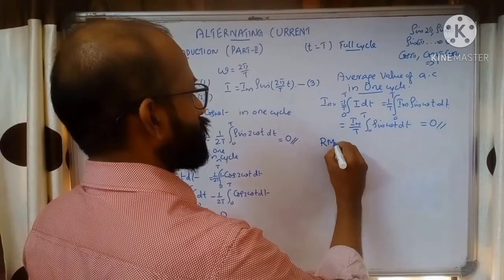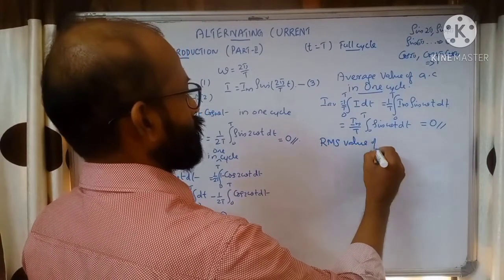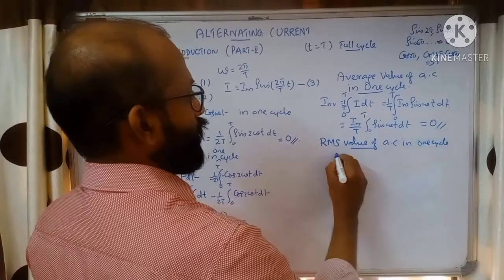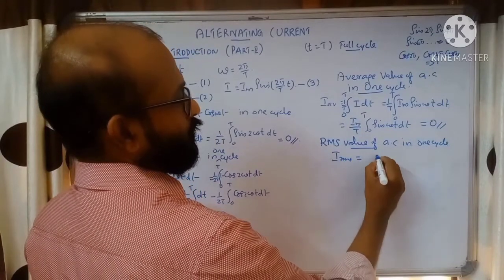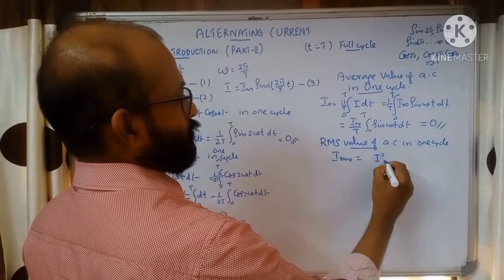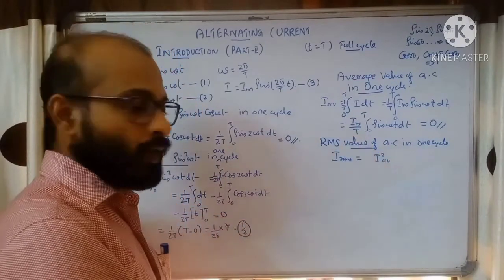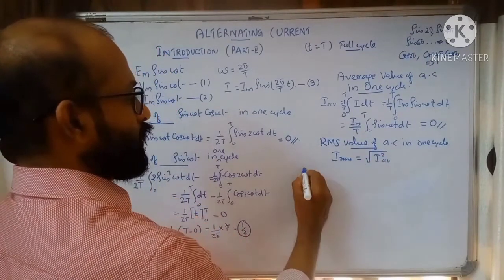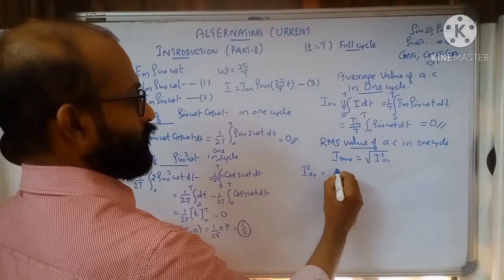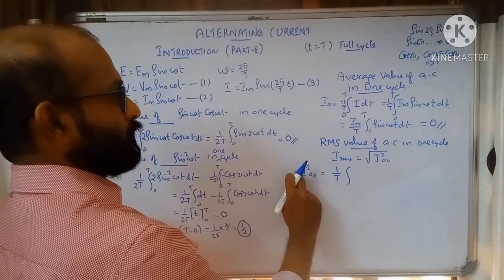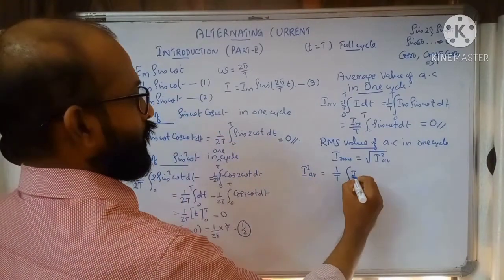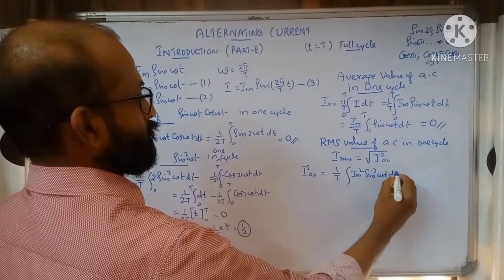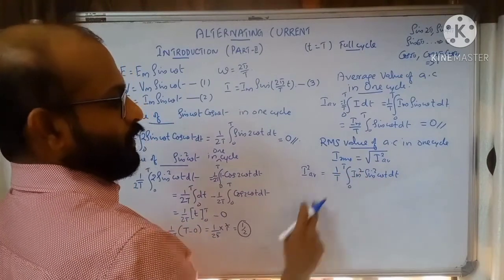So now we will see the RMS value of AC in one cycle. How will you take the RMS value? I RMS is equal to the average of I square. We take the square of the current, take the average, and finally take the square root. So we need to start with I square average. How will you find the average? 1 by T integral, and we need I square. Squaring I, what will you get? Im square sine square omega t dt, from 0 to T.